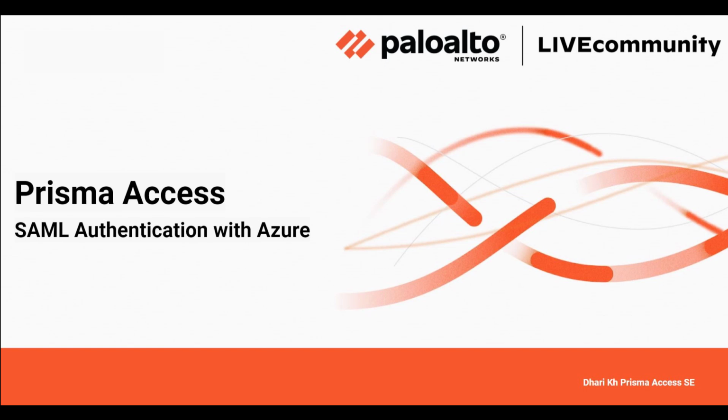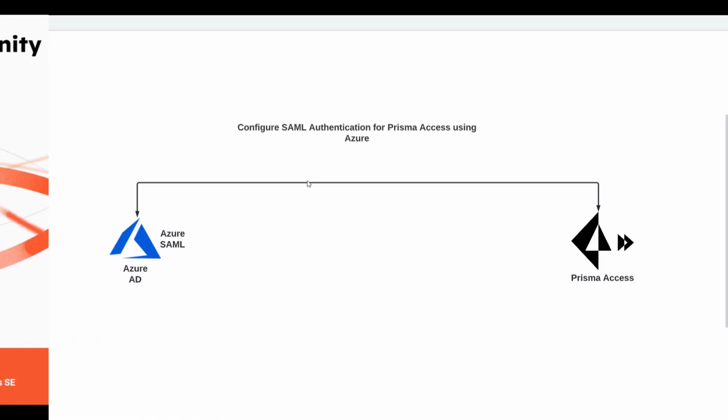Today we're going to talk about how to configure SAML authentication with the Prisma Access using Azure as an identity provider. And we're going to use the Azure Active Directory natively. There is another use case. You can integrate your Active Directory on-prem with the Active Directory in Azure. Then you can use SAML with your firewall and with your Prisma Access as well.